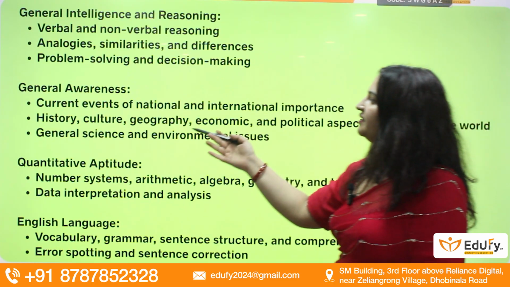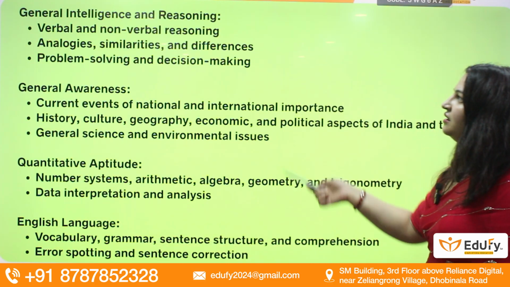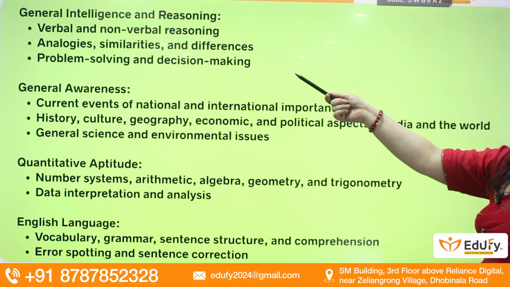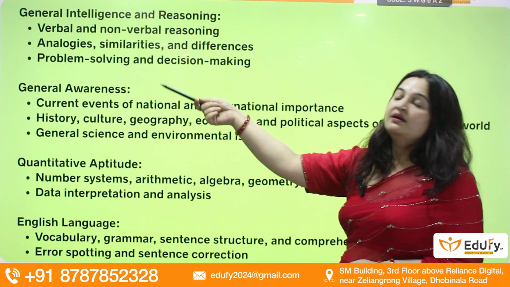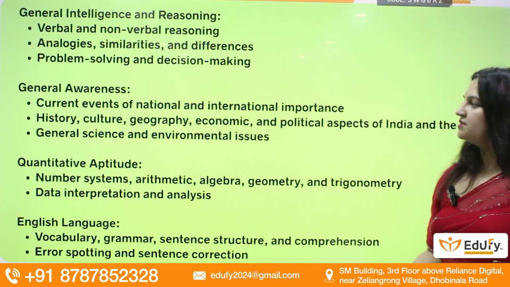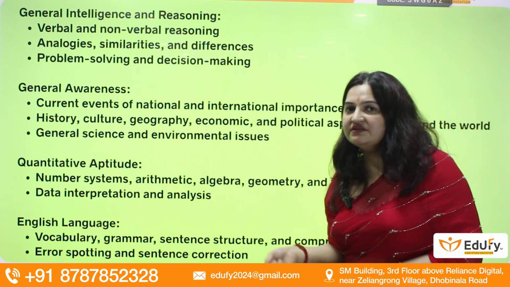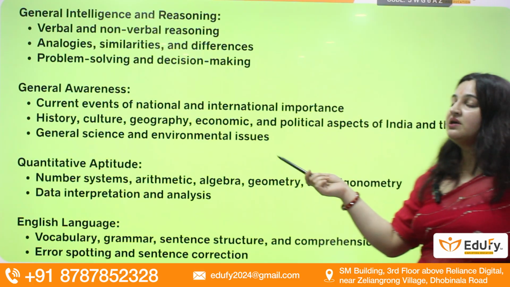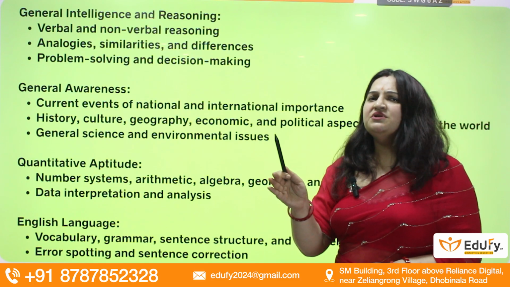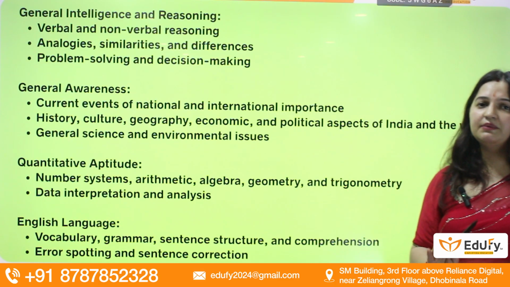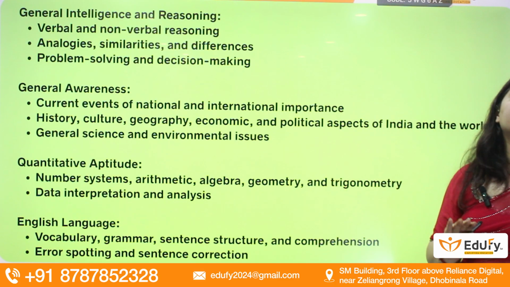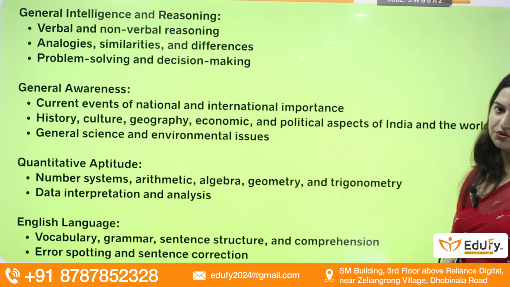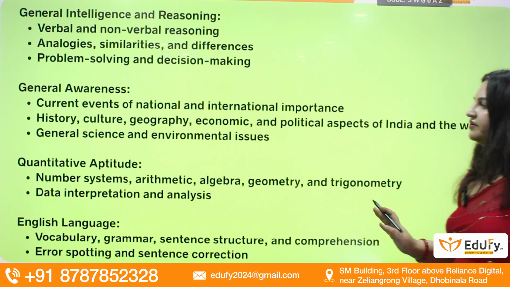As you know, reasoning, awareness, quant, and English. You can look at general intelligence, what it includes: non-verbal, verbal reasoning, analogies, decision making, problem solving, all these aspects. When it comes to general affairs: current affairs, international and national importance, history, science, politics, economy, culture, anything. Not that tough an exam. If you see the paper, if you have bare minimum awareness, it is very easy to crack. Next is science and environment issues. Science is an important topic in awareness.